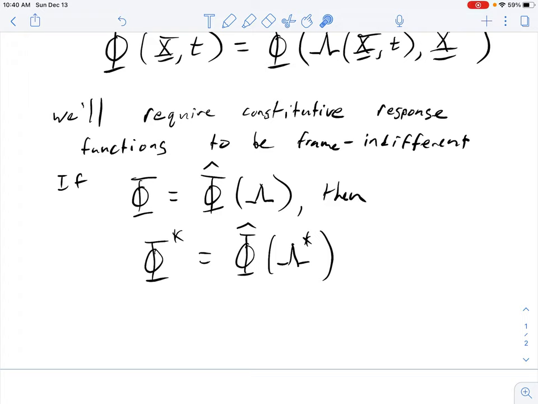The next thing that we'll require is that the constitutive response functions that we select be incapable of violating the second law of thermodynamics for any admissible combination of the constitutive response function's variables.